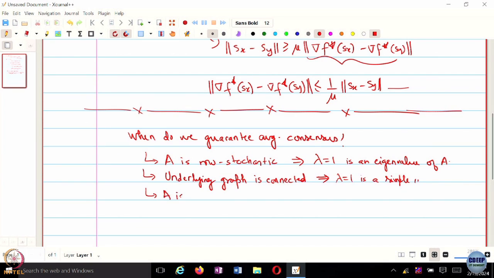And A is symmetric, which implies average consensus. So with just these two, you guarantee consensus. But if A is symmetric, that means A is also doubly stochastic, both row stochastic as well as column stochastic, then you can guarantee average consensus. Okay, so how do we construct such an A?